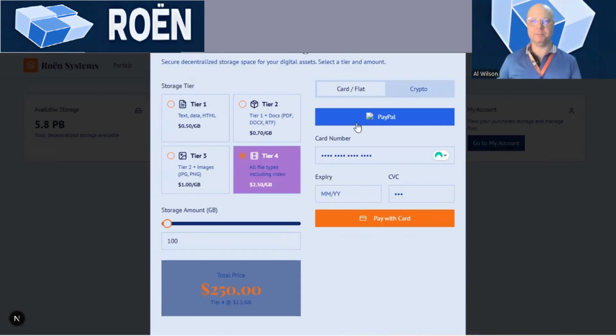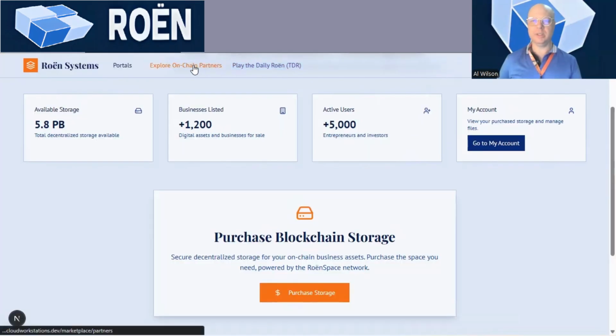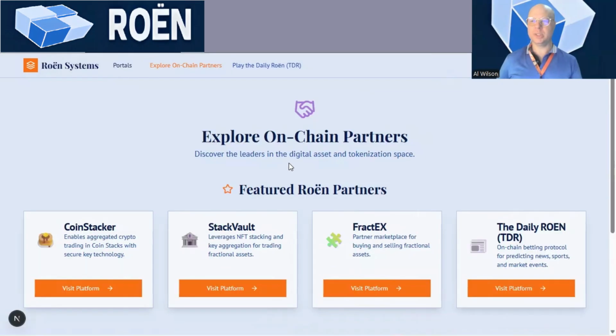compliance with AML standards. We can explore the on-chain partners, which we'll see demonstrated in the following presentation, including CoinStacker, enabling aggregated crypto trading in CoinStacks, StackVault, leveraging NFT stacking and key aggregation, and also Fractex, which is the corresponding marketplace for fractional trading. And lastly, we have the daily Roën, which is an on-chain betting protocol for predicting news, sports, and market events.